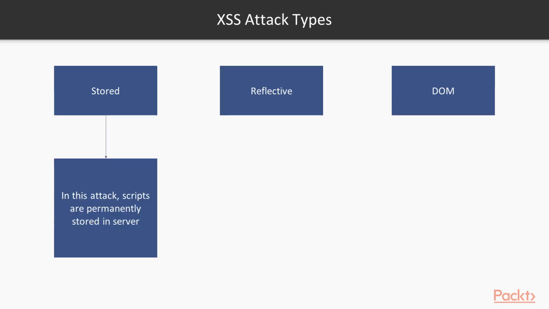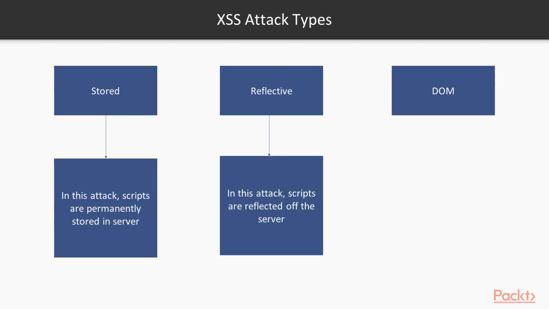Now if I talk about the stored XSS attack, and stored is also called persistent kind of XSS. Persistent means it is a permanent attack. Permanent means basically attacker can insert the script permanently in the web server. So whenever any customer will visit that particular page, the script will execute automatically. So you can see here that in this attack, scripts are permanently stored in the server. That's why they are called stored or persistent kind of XSS attack.